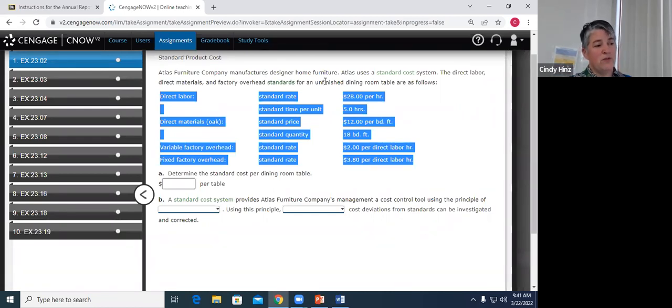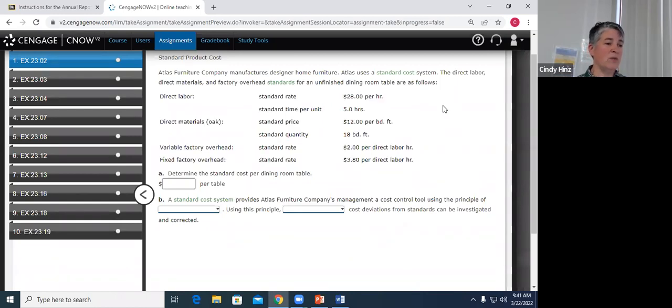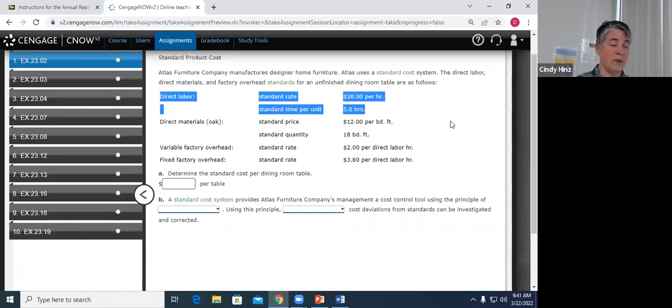Direct labor, direct materials, and factory overhead standards for an unfinished dining room table are as follows. So it's important for us to know that for direct labor, there are 2 different standards. And as we get into, in a couple exercises from now, finding the variances from these standards, we're going to be looking at direct labor as a whole, but also what makes up that direct labor. So when we look at direct labor as our first example, we have a standard for how much we're going to pay our direct labor per hour and how much time it's going to take.